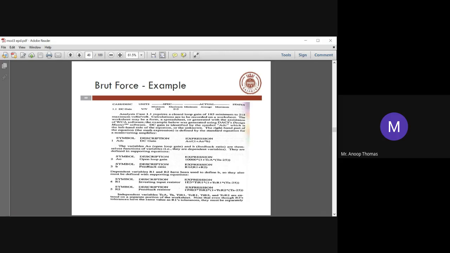Note that even though R2's tolerances are the same value as R1's tolerances, they must be separately calculated. So you start from an expression, you identify the variables, you identify the dependencies of these variables, move again to the expressions and see which variables are going to influence your ADC. So this is an example scenario. Moving on to the next slide.